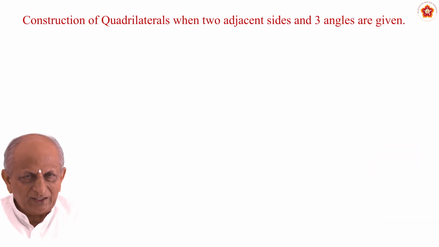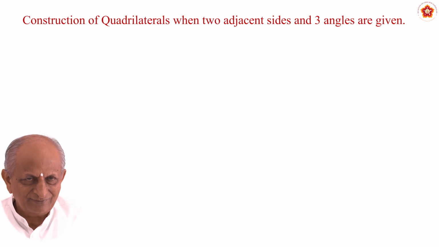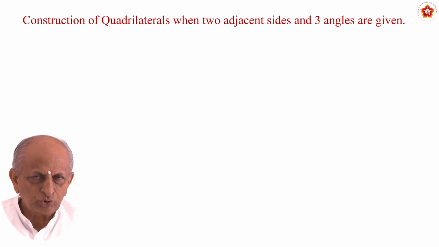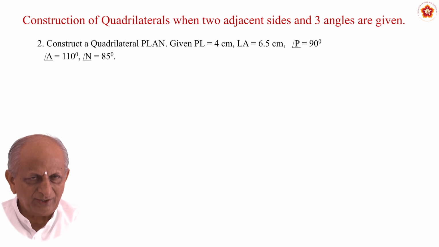Construction of quadrilaterals when two adjacent sides and three angles are given. So there are 10 elements in a quadrilateral, correct? What are the 10 elements? 4 sides, 4 angles, 2 diagonals. Out of this, in this case, we have 3 angles and 2 sides. So 5 elements are required to construct a quadrilateral. Remember? Okay, now let us read the question.